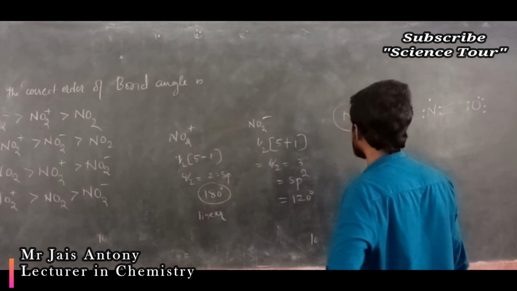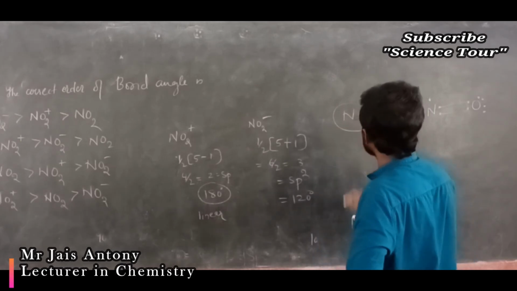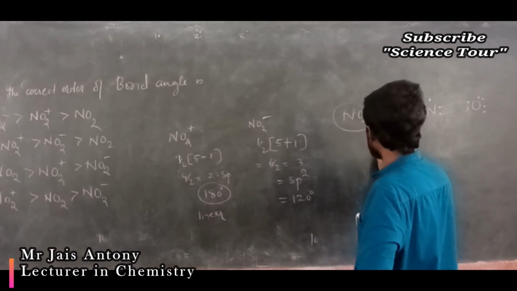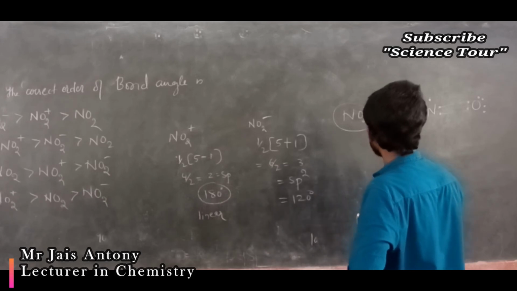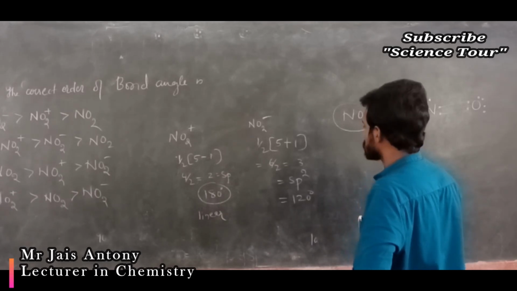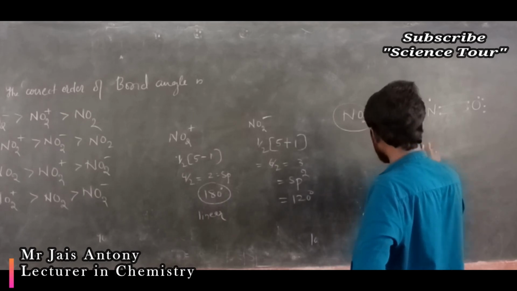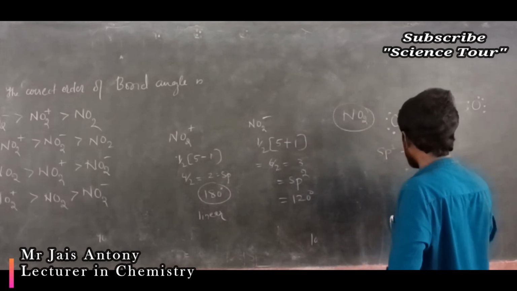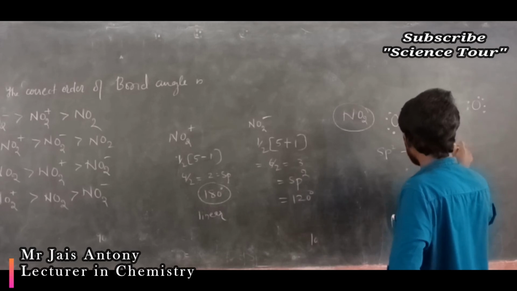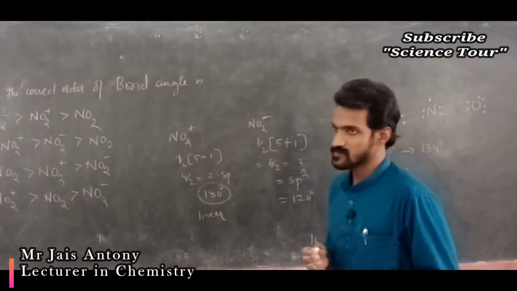I will explain why. NO2 is SP2 hybridization, and bond angle should be 120 degree, but in this case it is 134 degree.